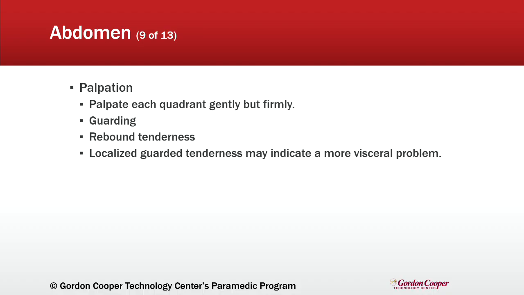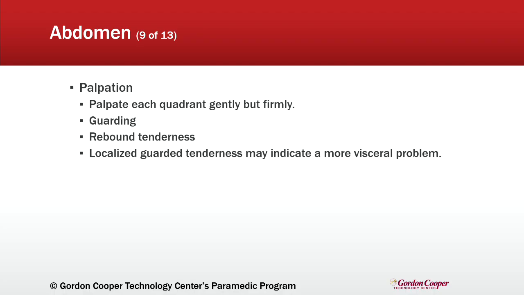Guarding is voluntary or involuntary. It's basically a contraction of the abdominal muscles, and it's considered a sign of discomfort. So they tighten up their muscles because it hurts when you go to push on it. To check for rebound tenderness, push slowly and then rapidly release the abdomen. It's considered positive, and it indicates peritoneal irritation. It is painful for the patient, and it's not entirely necessary.